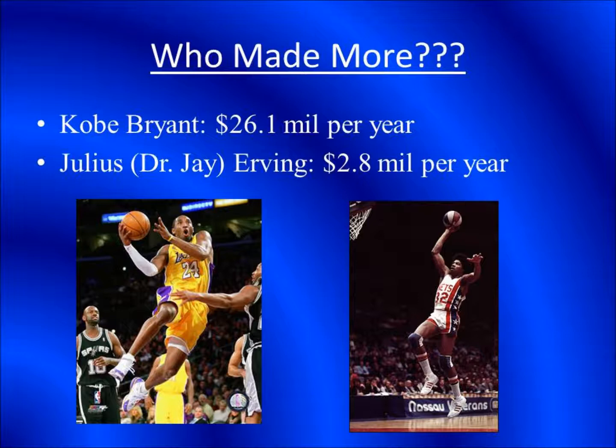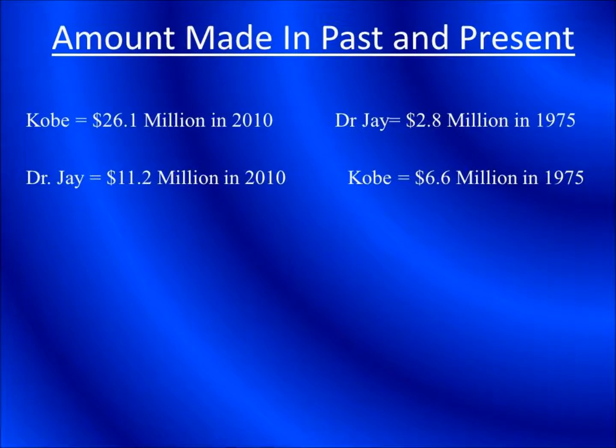We know from the table of the consumer price indexes that the price level in 1975 was 53.8 and in 2010 is 214.537. Now let's check how much Kobe Bryant would have made in 1975 and how much Dr. J would be making in 2010. In 1975, Kobe Bryant would have made $6.6 million and in 2010, Dr. J would have made $11.2 million per year.